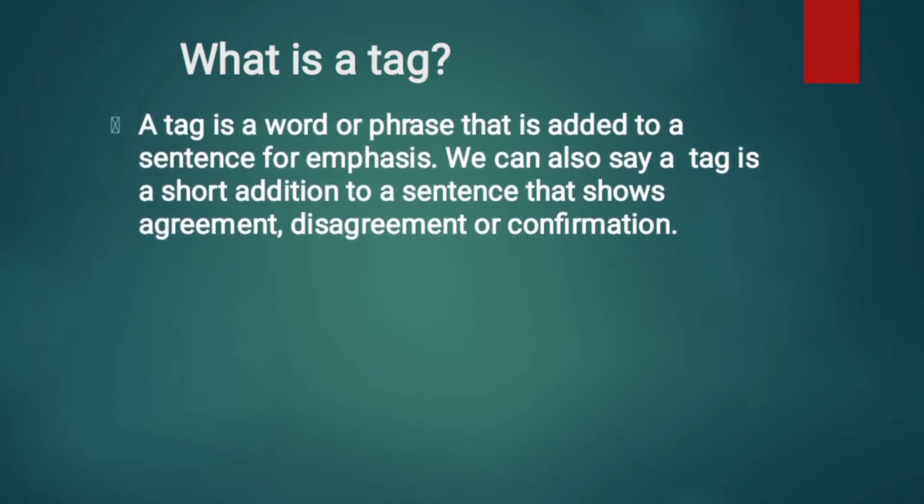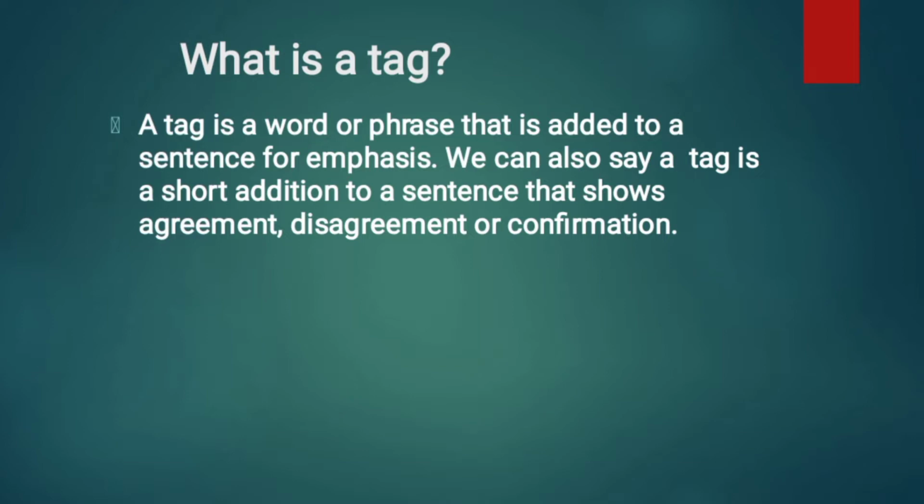A tag can be defined as a word or a phrase that is added to a sentence for emphasis. We can also say a tag is a short addition to a sentence that shows agreement, disagreement, or confirmation. So you have the main statement, or the main sentence. Then at the end of that sentence, you add an addition, or let me say a word or a phrase to show emphasis, agreement, disagreement, or confirmation.